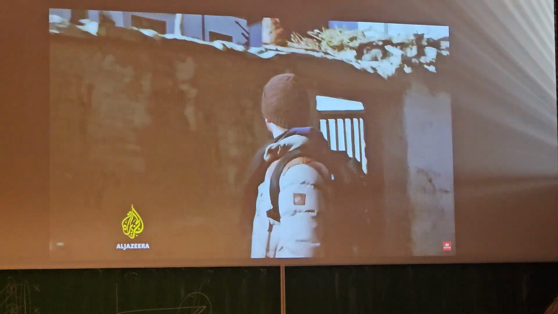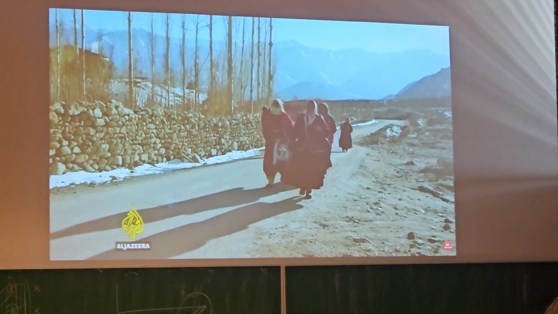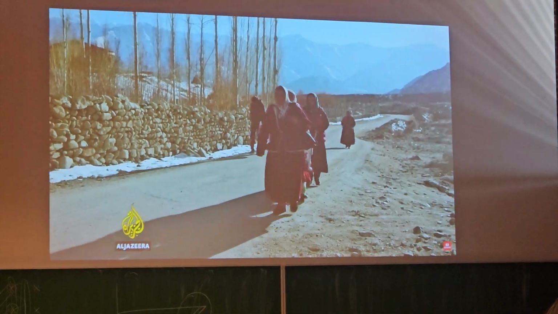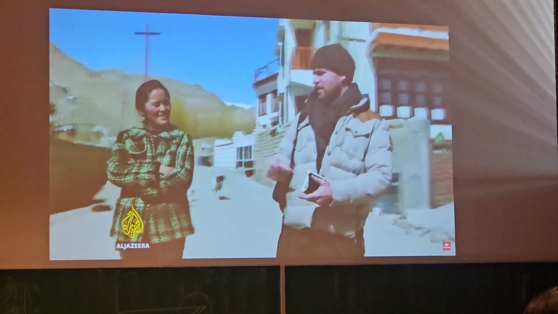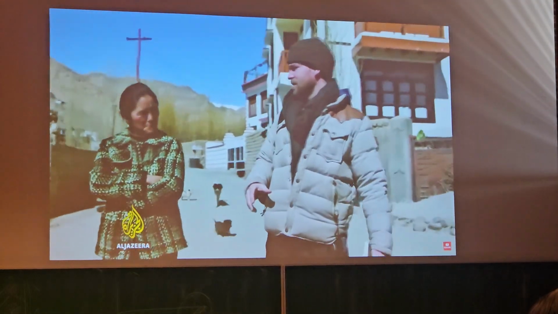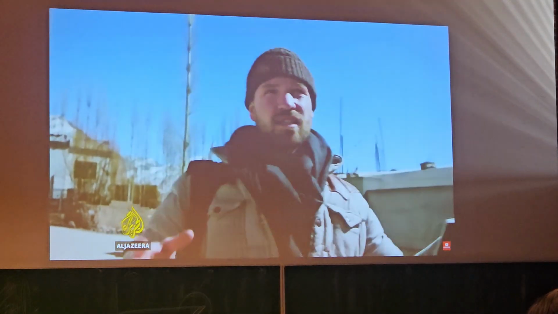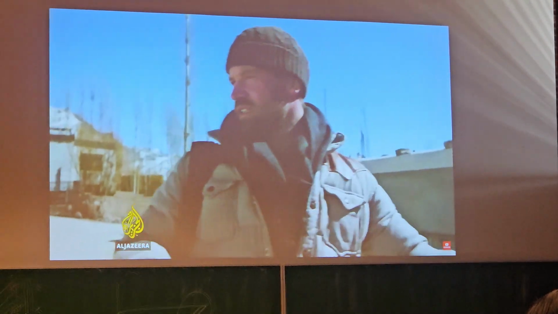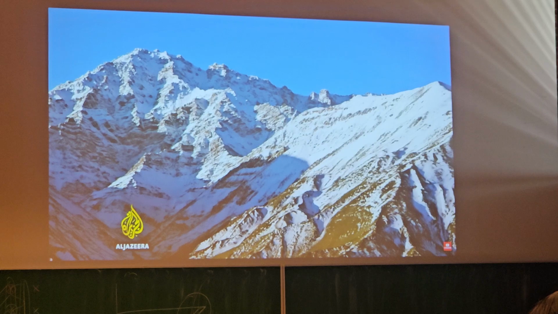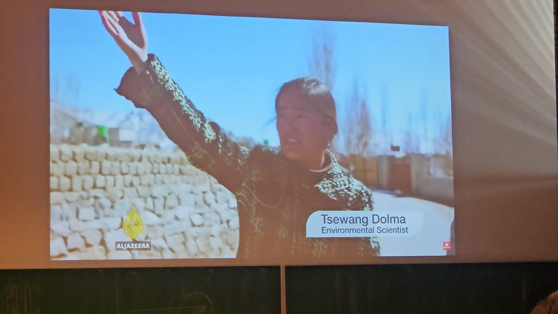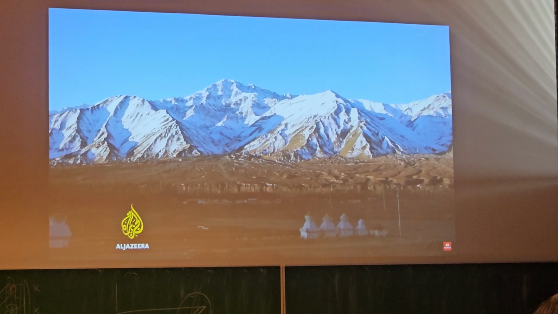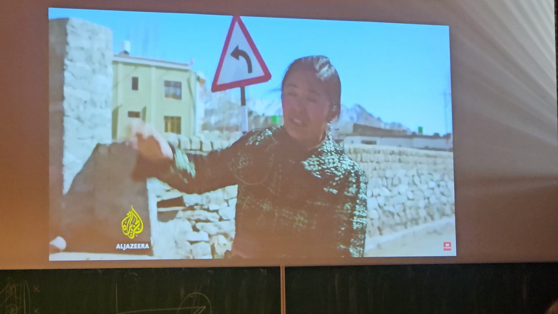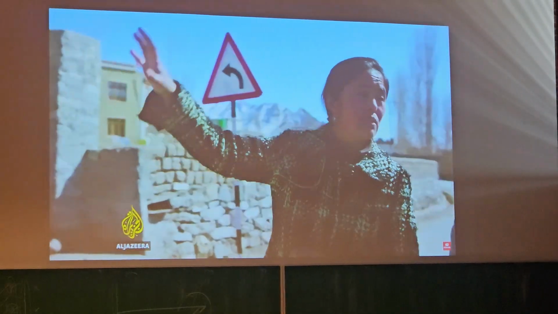In the town of Leh, I meet Sonam Wangchuk, a local environmental scientist. I understand that you are a bit of an expert about climate change and the effects on mountain communities. Can you give us a sense of some of the challenges that they're facing here in Leh? The main crisis is that you have a glacier. Is that what we can see? That's the glacier, and that's where 80% of the water is coming from for the Leh residents, and that glacier is receding at a very fast rate.